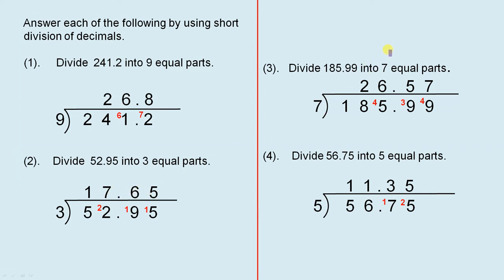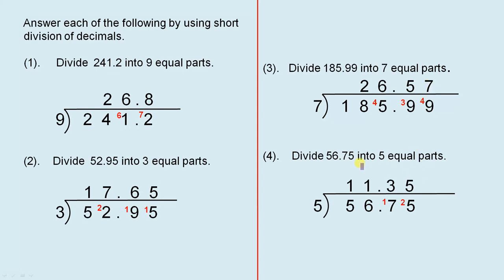Divide 185.99 into 7 equal parts. 7 into 1 doesn't go. 7 into 18 goes twice and 4 left over. 7 into 45 goes 6 and 3 left over. 7 into 39 goes 5 and 4 left over. And 7 into 49 goes 7. So the answer is 26.57.